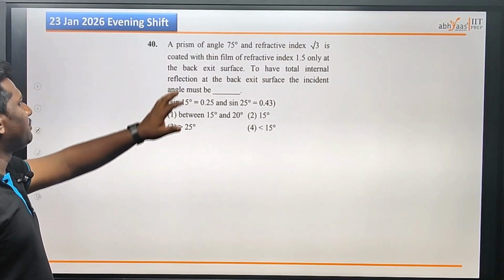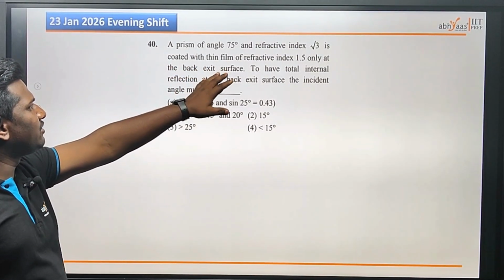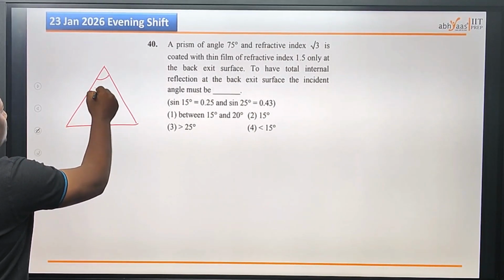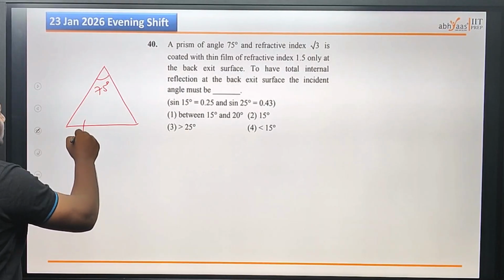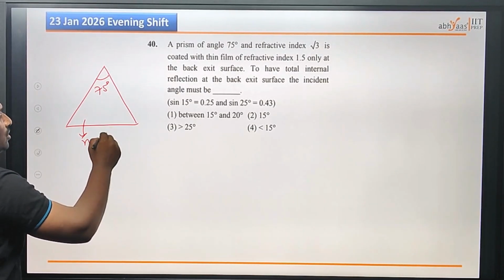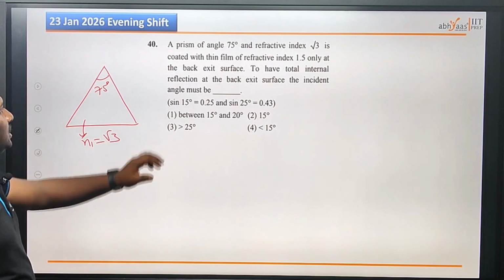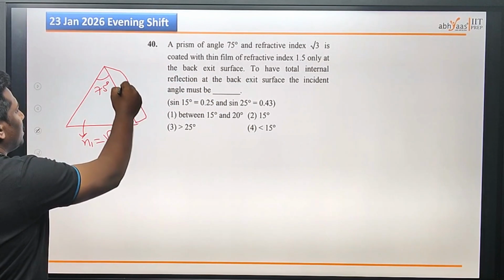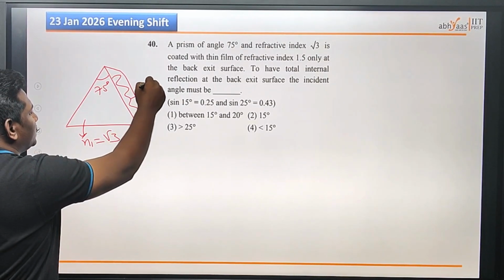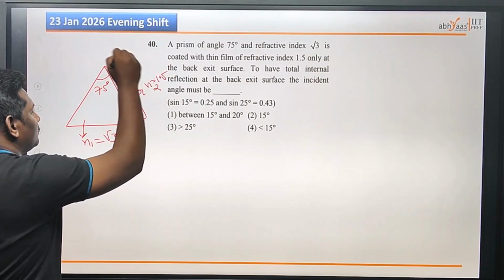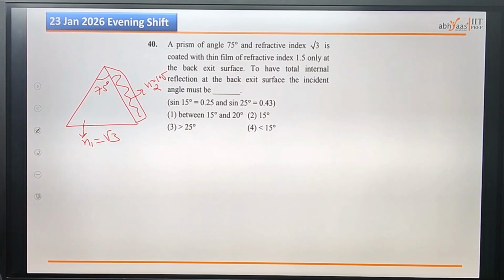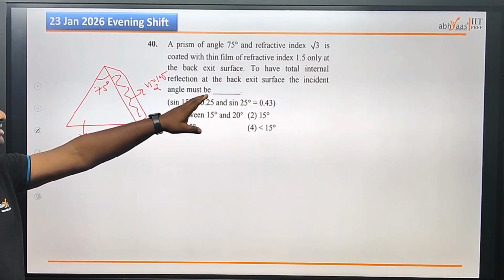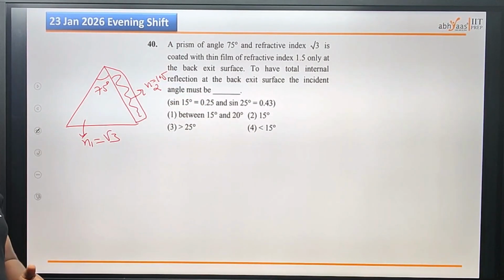Question number 40. A prism of angle 75 degrees and a refractive index of √3. We have one prism of 75 degrees, with refractive index n1 equal to √3, coated with a thin film of refractive index n2, take this as 1.5. At the back exit surface, to have total internal reflection, the incident angle must be.